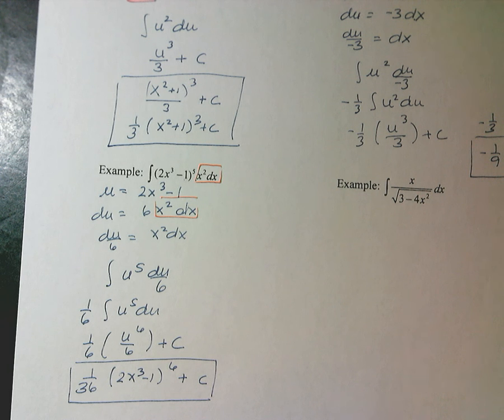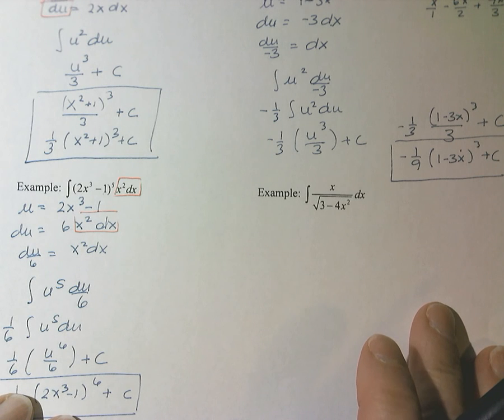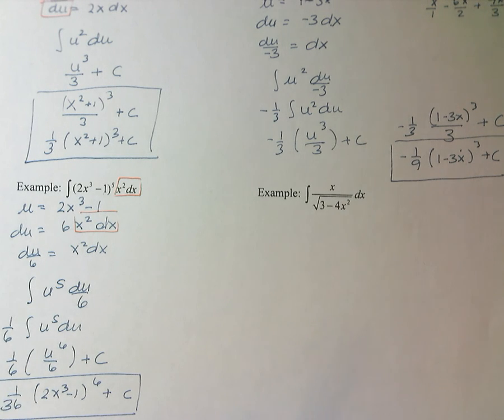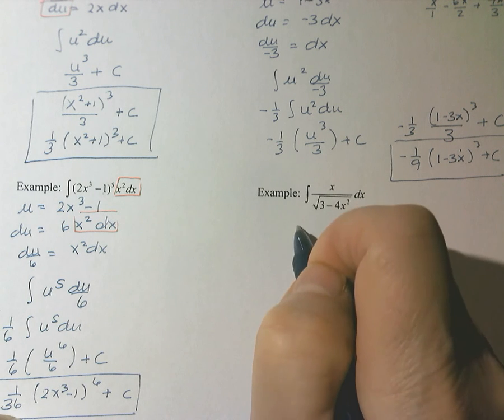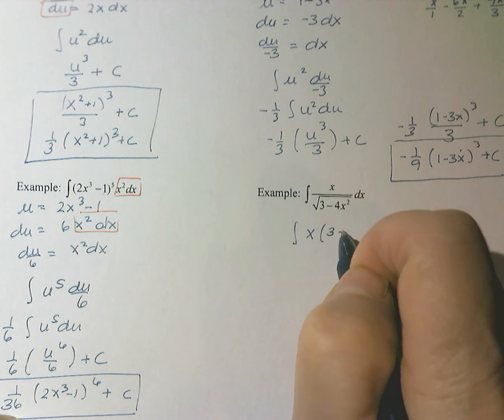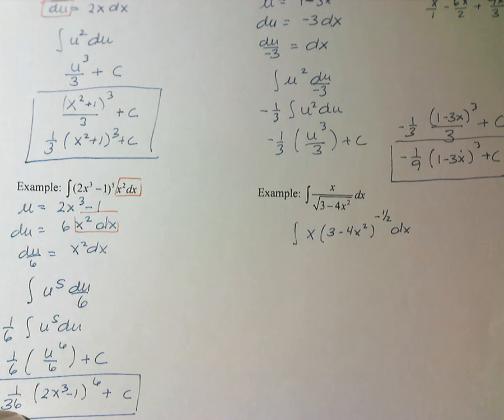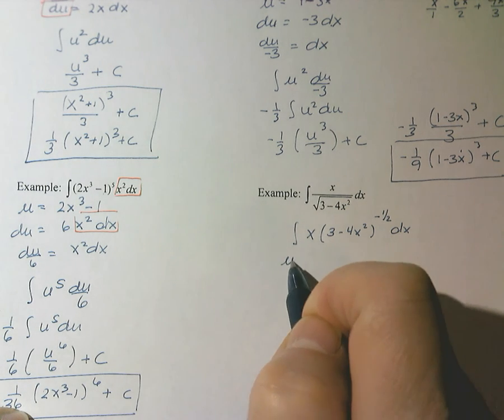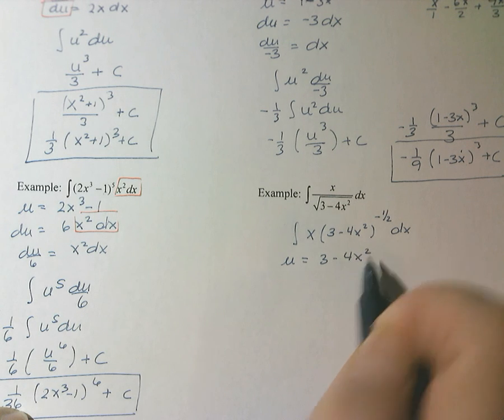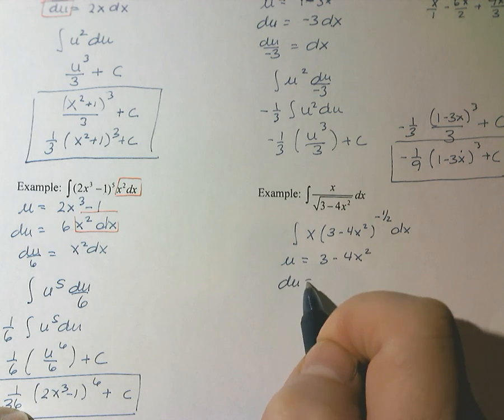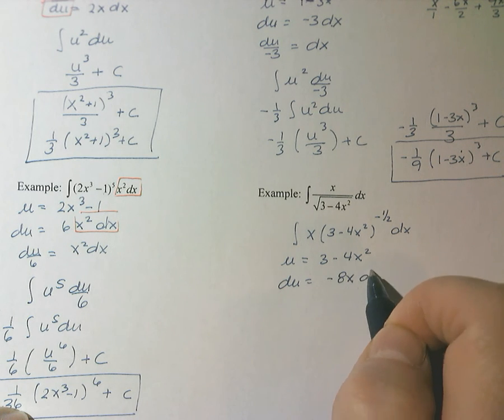So the polynomials are fairly straightforward. When we start getting into more complicated ones, it's not as easy to see. So here's an example with the square root. And I'm just going to rewrite this as x times 3 minus 4x squared to the -1/2 dx. Then it's easier for me to see what I need to substitute. So u is going to equal 3 minus 4x squared. So du is going to equal -8x dx.